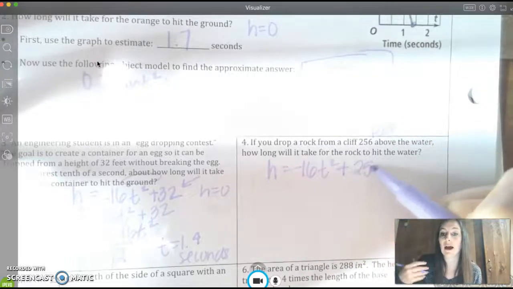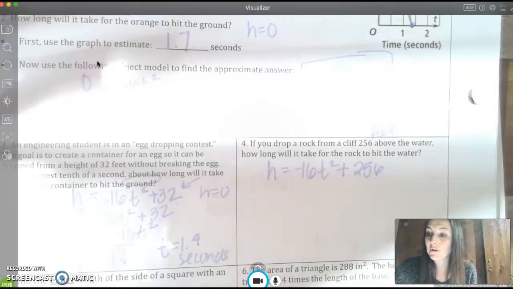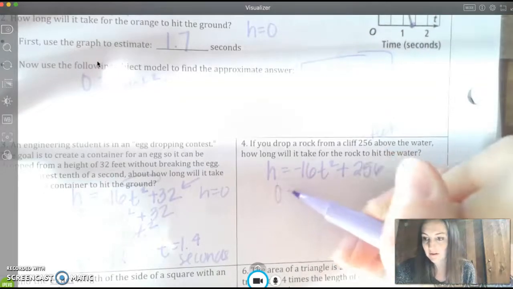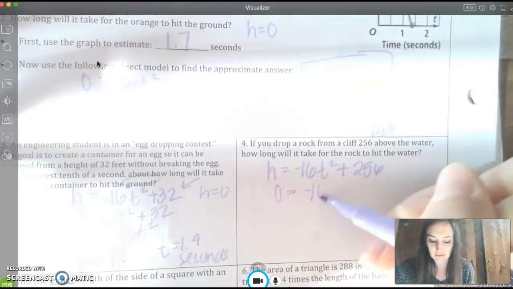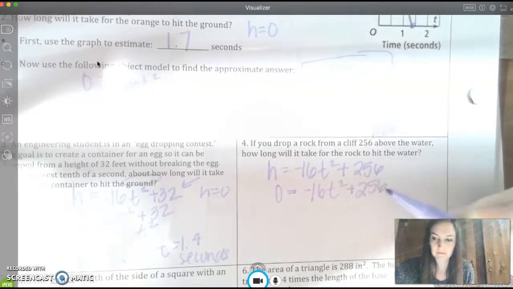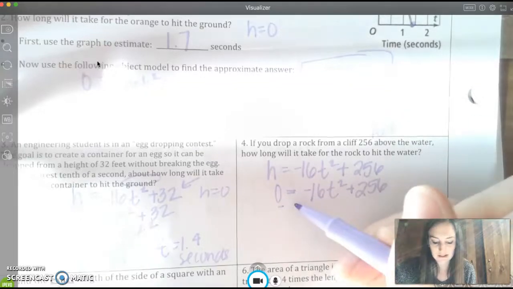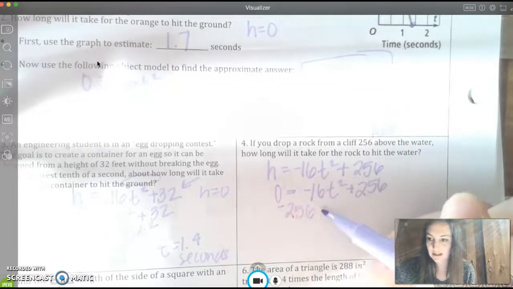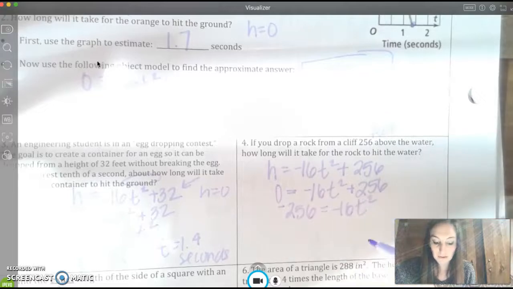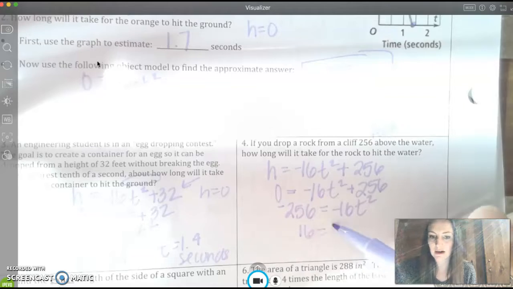So again, we always just add our initial height there because we are 256 feet off the ground. Since we know when it hits the water or the ground, we have 0 equals negative 16t squared plus 256. We subtract 256 from both sides, so negative 256 equals negative 16t squared. We divide both sides by 16, and we get 16 equals t squared.